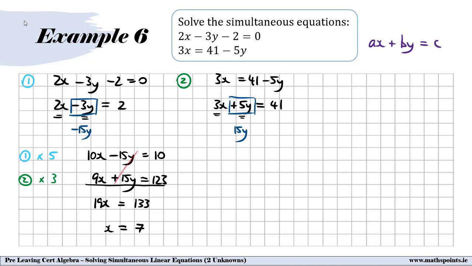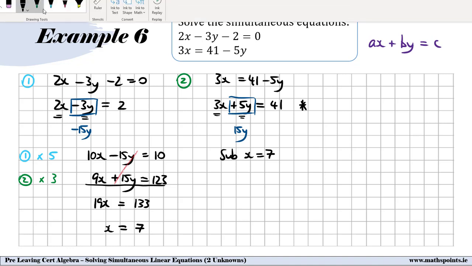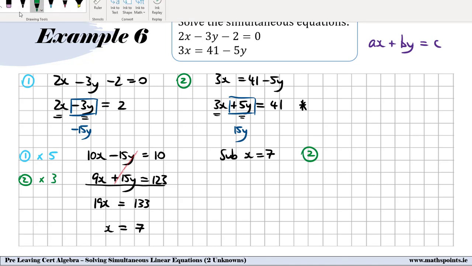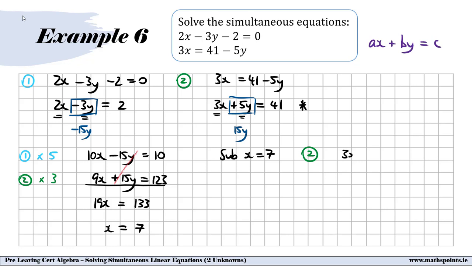So thus far what we've said is to sub this value of x into one of the original equations, but it is okay to sub it into one of the manipulated equations. I can see that equation 2 here has all plus signs, so I'm figuring this is probably going to be the easiest equation to sub it back into. So equation 2 had become 3x plus 5y equals 41, and that's the equation that I'm going to use.